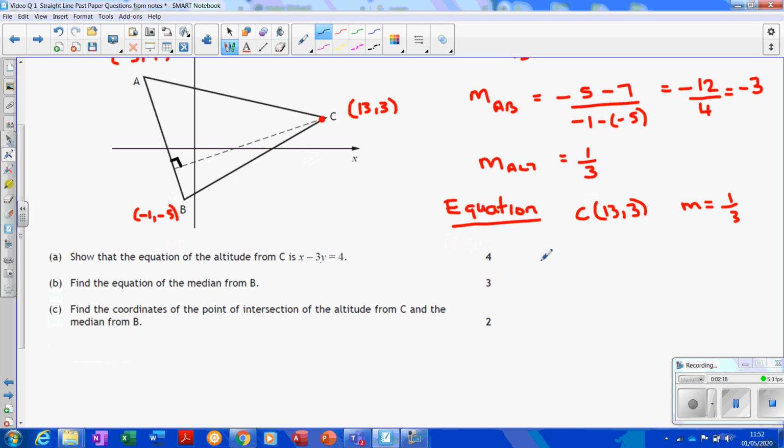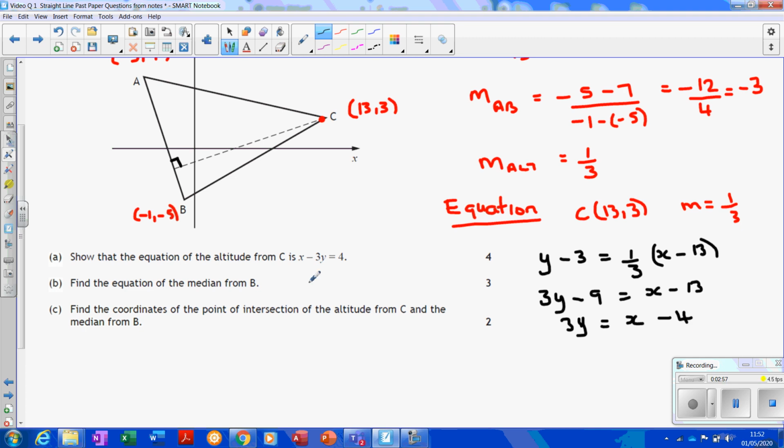So y minus b becomes y minus 3 is equal to m, which is 1/3, times x minus a, which is x minus 13. Now I don't like that third, so I'm going to multiply the opposite side by 3. That gives me 3y minus 9 is equal to x minus 13. We don't want that -9 to be there, so I'm going to add 9 onto both sides. That gives me 3y is equal to x, and I've got -13 and I want to add on 9, so that gives me -4.